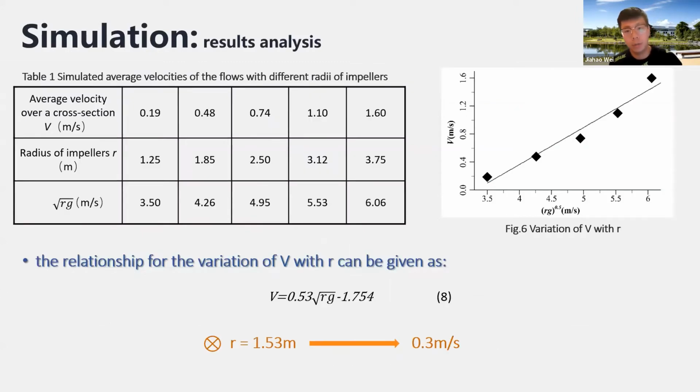Then, according to the results of dimensional analysis and simulation data, which is shown in Table 1, the fitting line can be calculated, which is equation 8. And then the best radial size can be found. So the radial size of 1.53 meters can achieve the required minor sectional average velocity, 0.3 meters per second, which is required for oxidation ditch design.